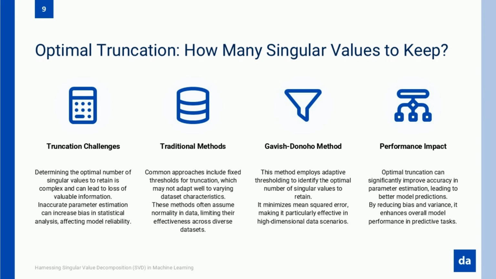The computational impact of truncation cannot be overstated. Each additional dimension retained creates ripple effects throughout your pipeline. A facial recognition system truncated using Gavish-Donohoe showed 40% faster processing time while maintaining equivalent accuracy compared to a system using the 95% variance rule. In large-scale text analysis, optimal truncation reduced memory requirements by over 60% while improving classification performance.